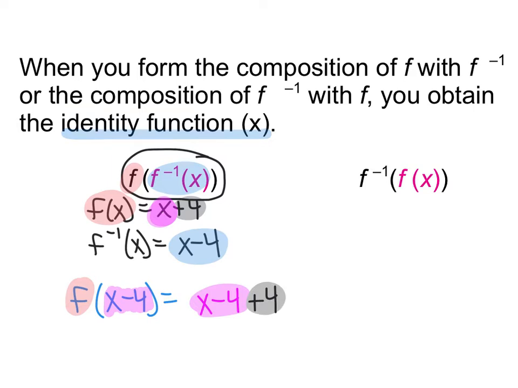Now, if we simplify this, we get x minus 4 plus 4. Negative 4 plus 4 is 0, so this is just x, and that's what you want. This is the identity function.